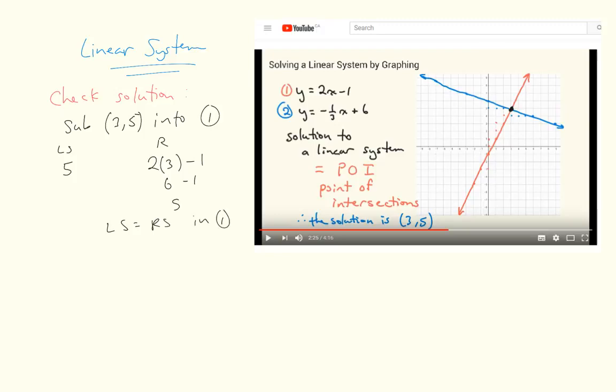Now, we have to pause there for a minute and think, okay, what have we shown? What have we actually checked? What have we shown to be true? What we have shown to be true is that the point (3, 5) is on this line, is on 2x minus 1, which is great. We were hoping it would be because we need it to be that point of intersection. What we have not shown is that it is also true for our other line. So in order to check the linear system solution correctly, we have to check our solution by substitution into both function equations.